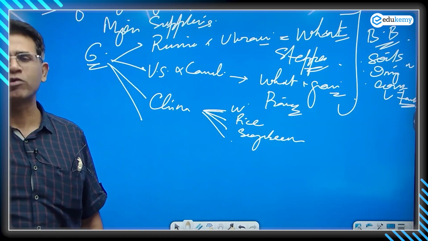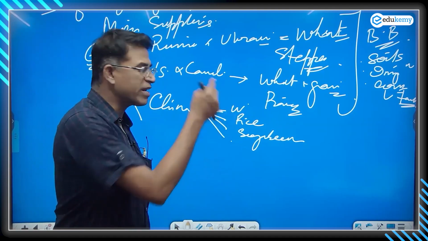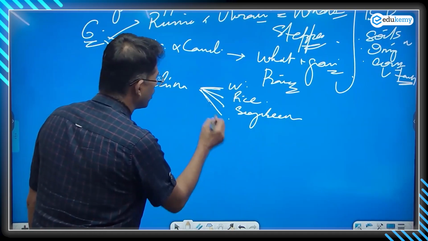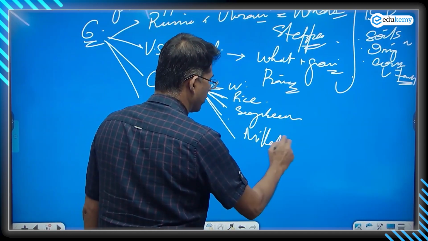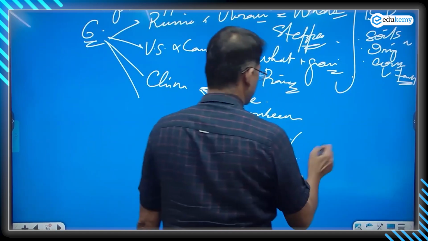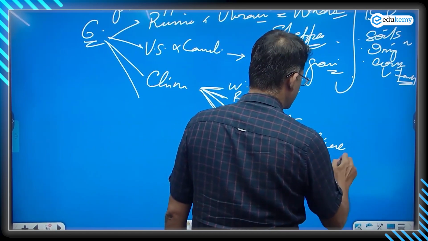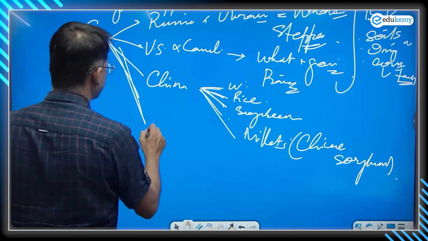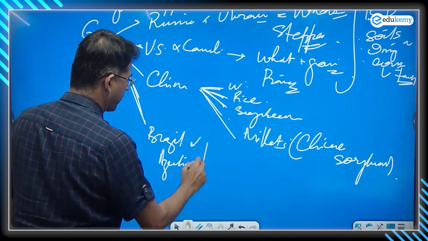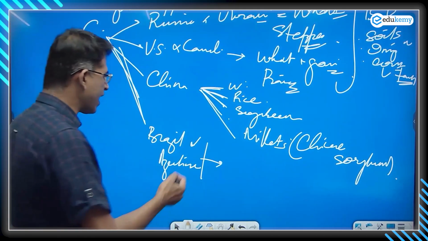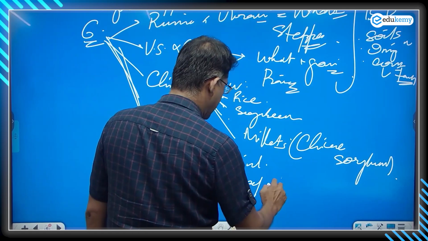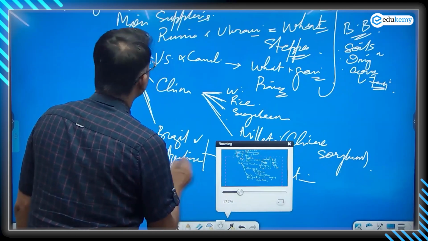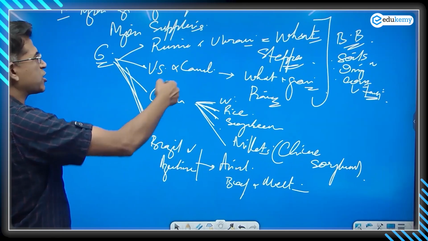Like China is one of the largest exporters of many products, like tea, for example. But I'll not add tea as a part of food security. Okay, so wheat, rice, soybean, and millets. Millets में the Chinese sorghum, जो जवार होता है, उसी का एक form है. The Chinese sorghum, millets. Okay, the next is Brazil and Argentina. Okay, so Brazil, Argentina are animal products, खासकर beef and meat. Brazil, Argentina.